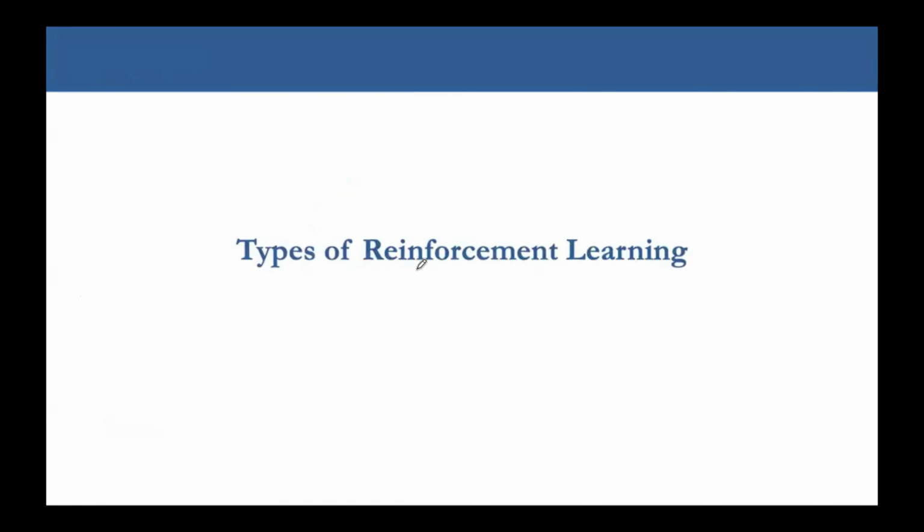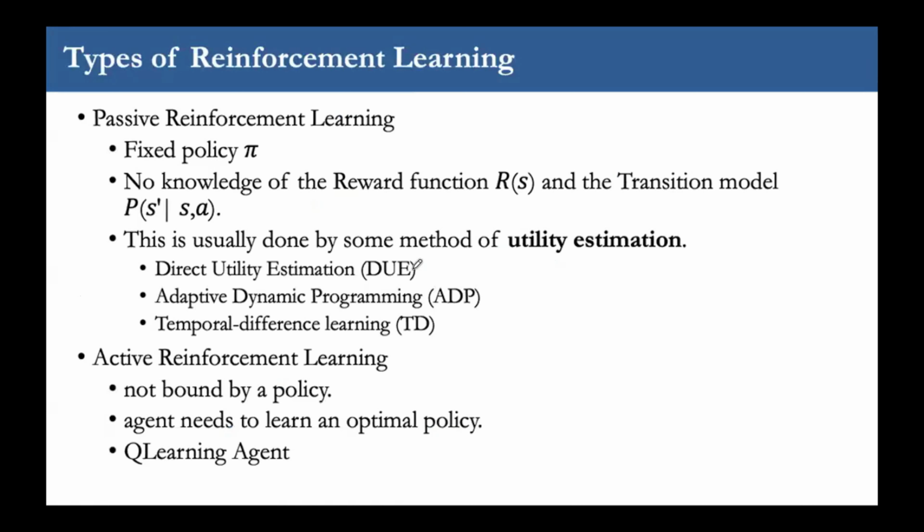Next, what are the types of reinforcement learning? The different types of reinforcement learning are passive reinforcement learning and active reinforcement learning. What is passive reinforcement learning? The agent follows a fixed policy. Always the agent will be following the given fixed policy. The policy will be fixed by an expert or subject expert.